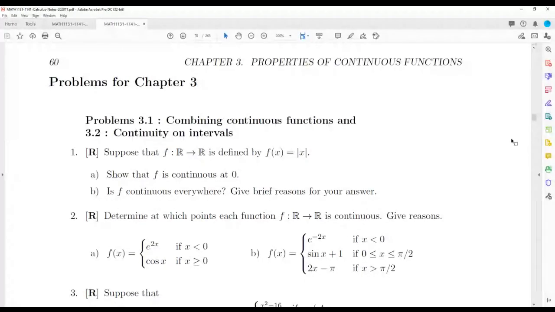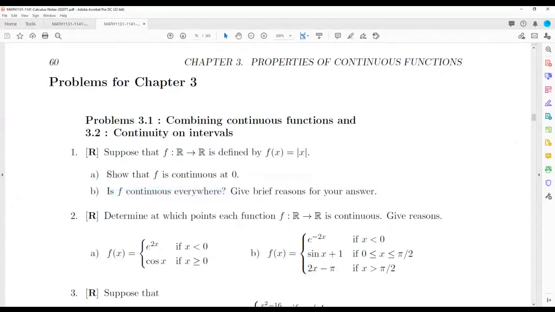Okay, so this is page 60. We're only supposed to do up to 3.3 in this problem set. So I'll actually start with question 1. It's a pretty easy question, but I think it's good to understand and good to discuss. Okay, so we've got a function f. It's real valued and it's defined by the absolute value. Show that f is continuous at x equals 0. And then, is f continuous everywhere? Give brief reasons for your answer.